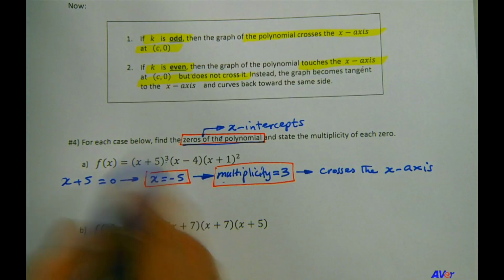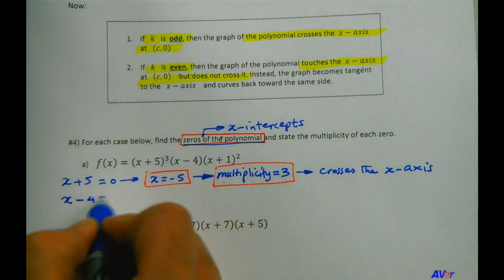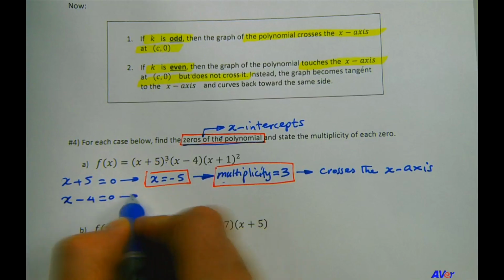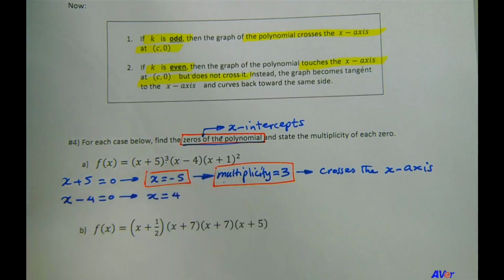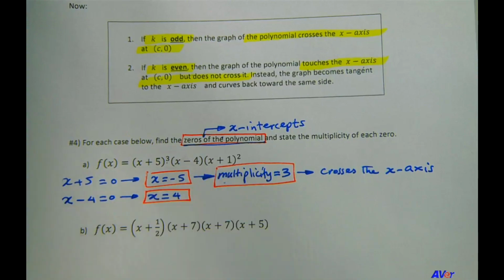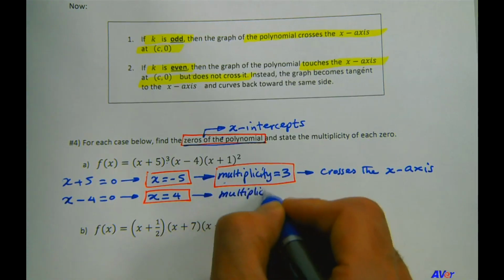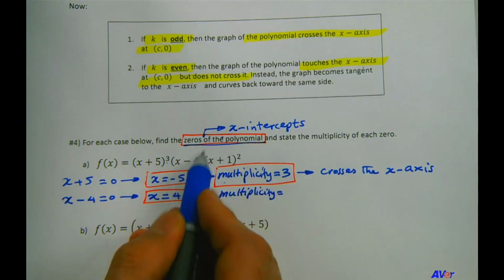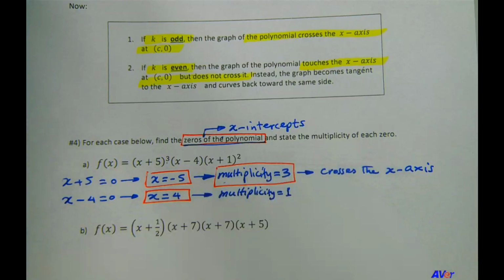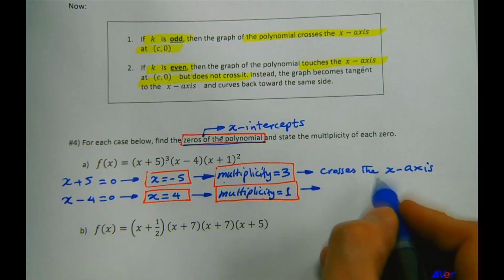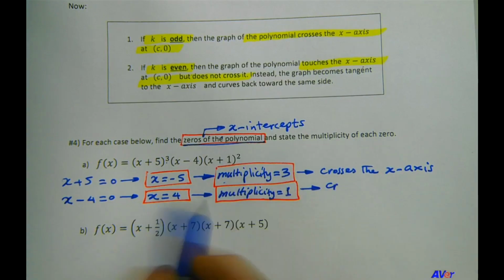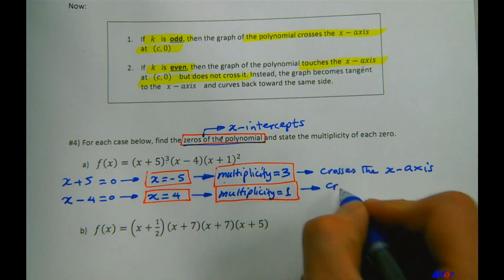Let's look at another zero. So x minus 4 equals 0. Set that factor equal to 0. Then we have x equals 4 is another zero of the polynomial. What is the multiplicity of this factor? Multiplicity is 1. Right? X minus 4 has power 1. And then, does it cross the x-axis? It does cross the x-axis, right? Because 1 is odd.